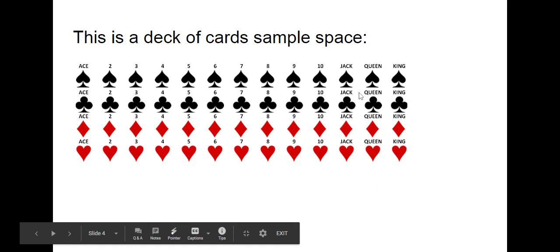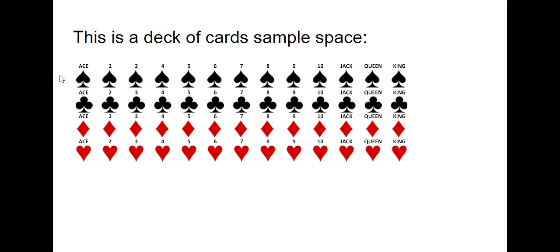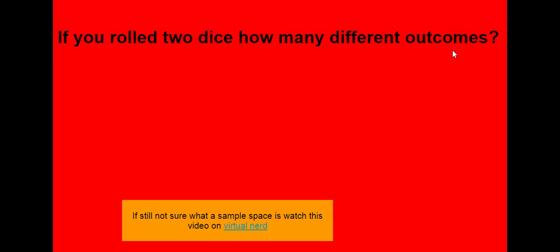Jacks, queens, and kings are known as face cards. An ace can be a 1 or an 11. There's 26 black, 26 red. There's 13 spades, 13 clubs, 13 diamonds, and 13 hearts. Just wanted you to have this information for problems later down so you know what a deck of cards sample space looks like.